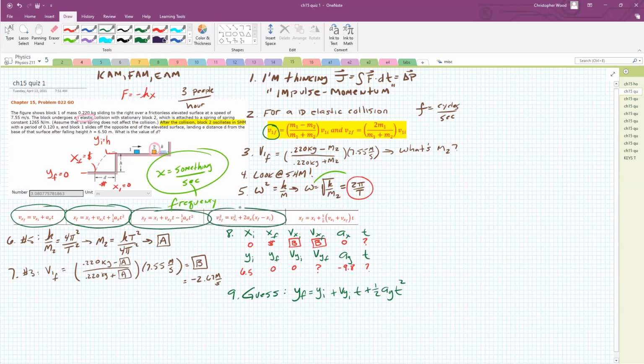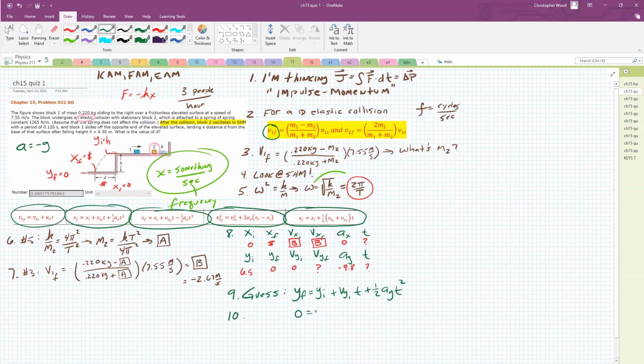You can only use these if you know for sure the acceleration is constant. And we do know the acceleration is constant. It's just equal to negative g, and that's a constant. There's no variables there. All right, so let's get time of flight.